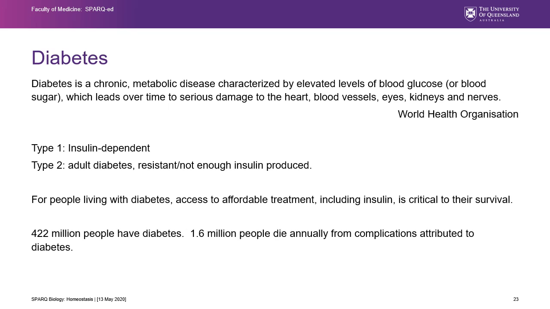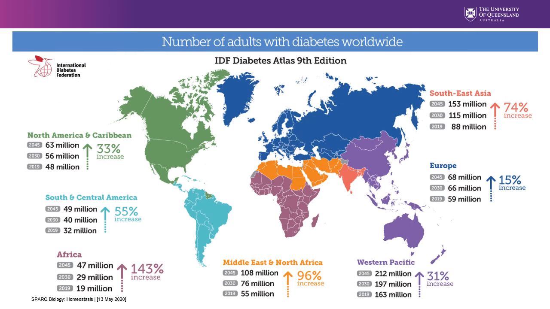The World Health Organization is reporting that 422 million people currently have diabetes across the globe, and approximately 1.6 million people die annually from complications. In November 2019, the International Diabetes Federation released this data about the number of adults with diabetes worldwide. Pause the video here, and I'd like you to write down 5 observations you make on viewing this data.